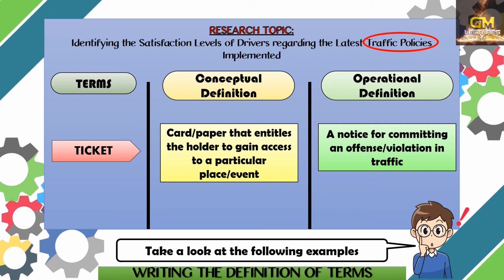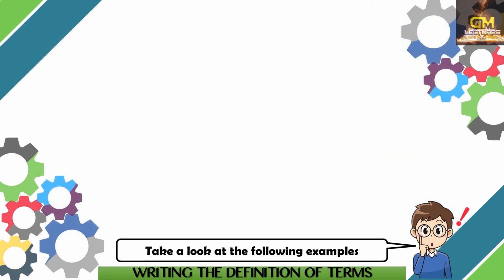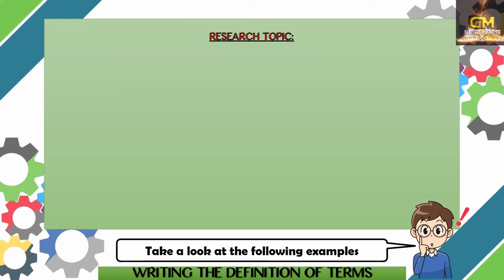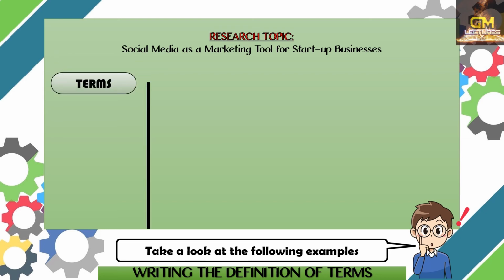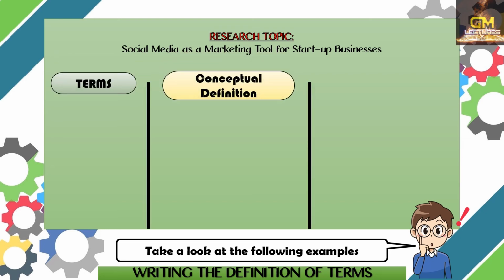And lastly, let's look at this example. We have the following research topic, which is social media as a marketing tool for startup businesses. Again, we identify a particular term, its conceptual definition, and the operational definition.